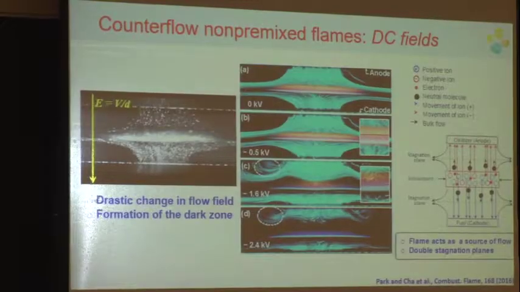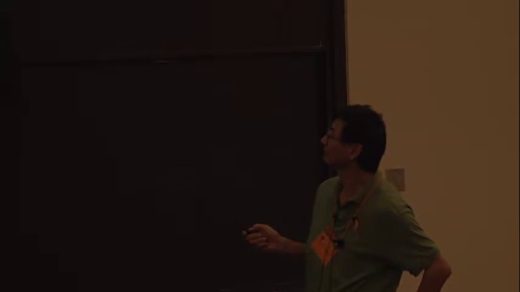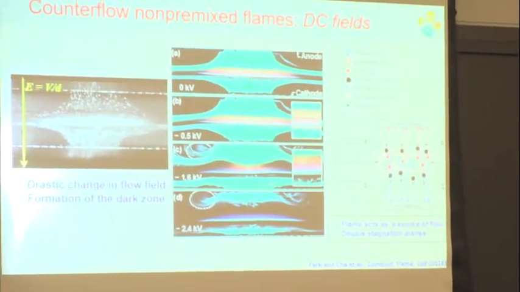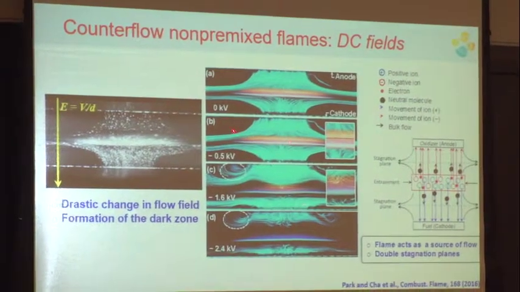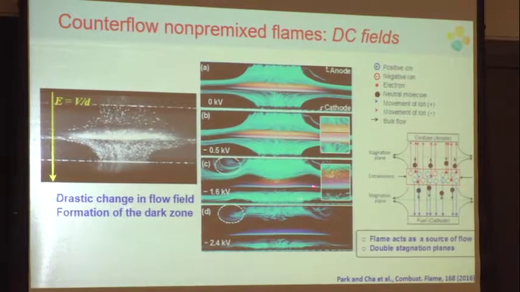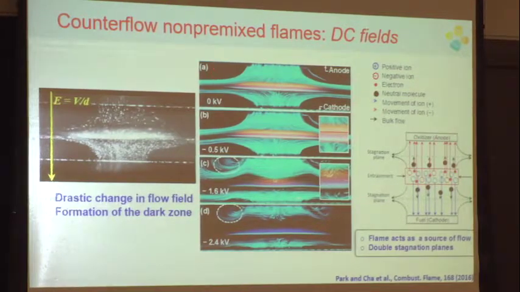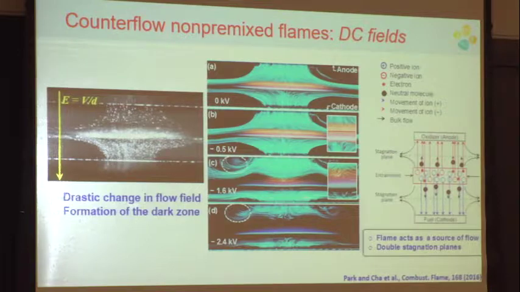Here and also in KAUST. And this is a counterflow flame, and then they basically put an electrical field. You can see when you increase the voltage, or the strength of the field, that the stagnation plane moved, and then the flow pattern changed. No longer this kind of stagnation flow anymore. There's some kind of vortex here and vortex there.